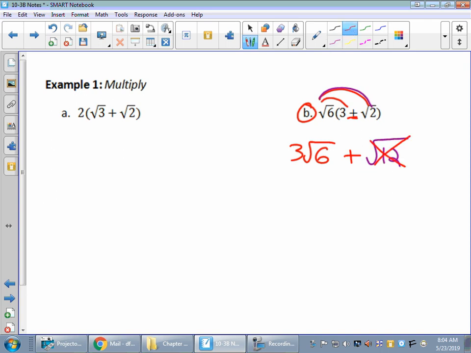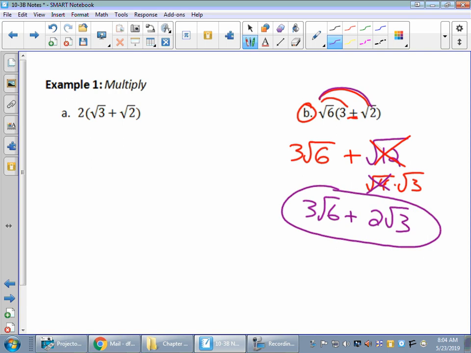because we know that 4 times 3 equals 12. So square root of 4 times square root of 3. And then we know that square root of 4 is 2. So 2 times the square root of 3. And we can just bring that 3 times the square root of 6 down. And that's our final answer here.